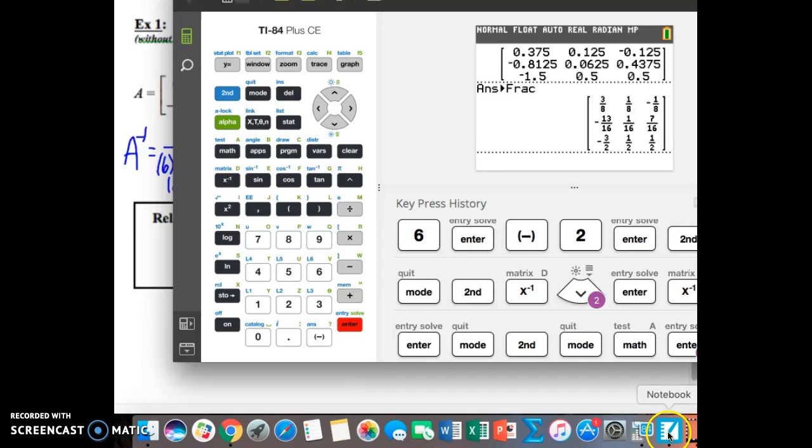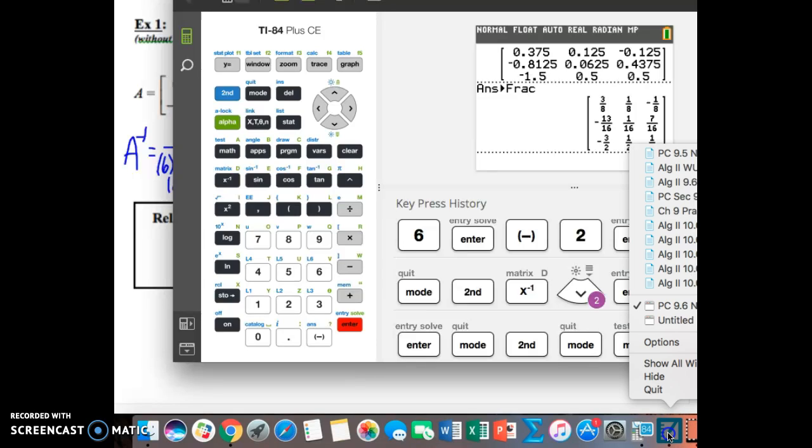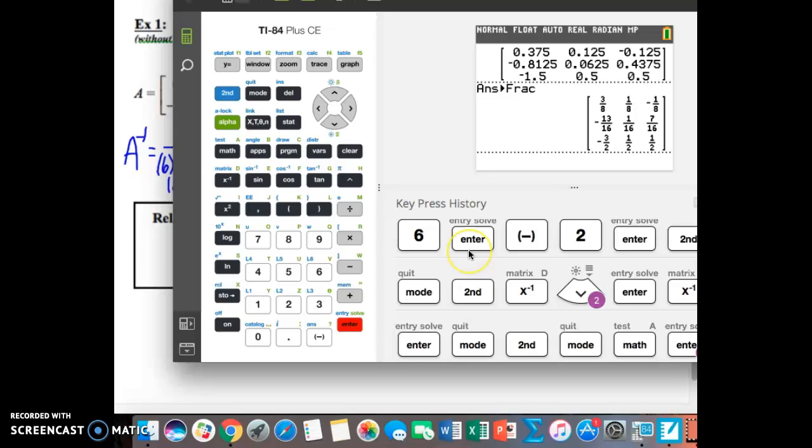So then the inverse matrix of matrix C is 3/8, 1/8, -1/8, -13 over 16, 1/16, 7/16, -3/2, 1/2, and 1/2.